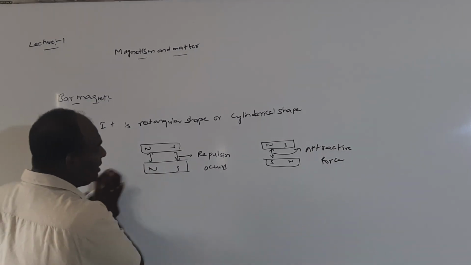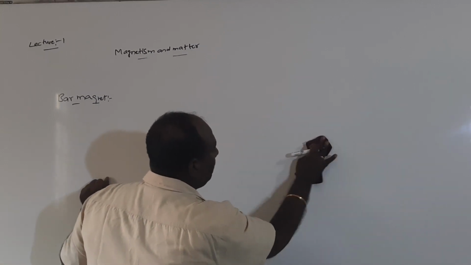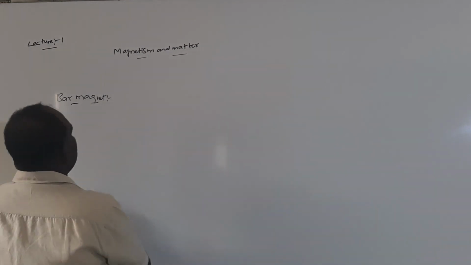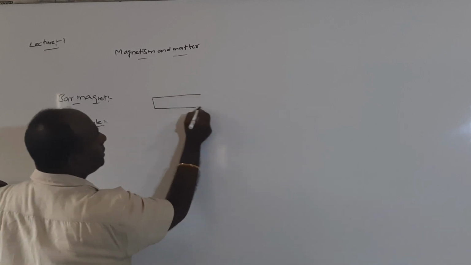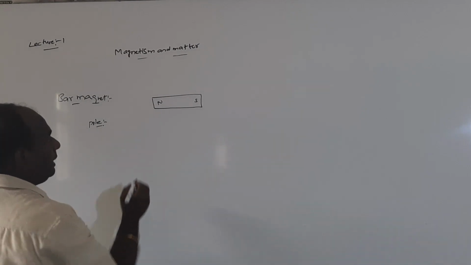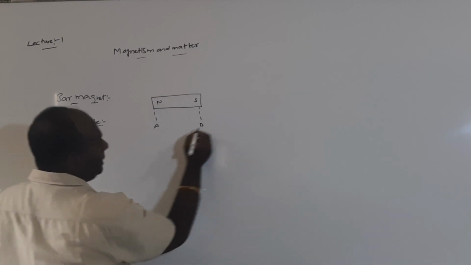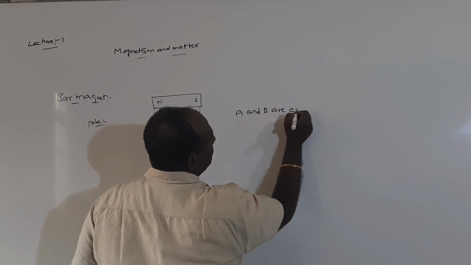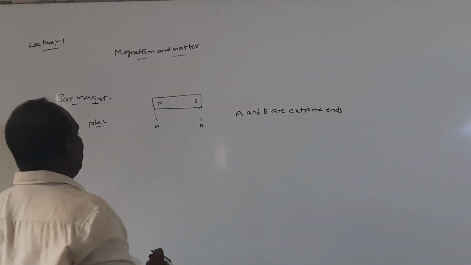Now we are going to discuss some other properties of the bar magnet. In this bar magnet, I want to explain the pole. First, what is meant by pole? I already mentioned to you, a bar magnet has two poles, north pole and south pole. If you see the ends, I will mark them A and B. A and B are the extreme ends.